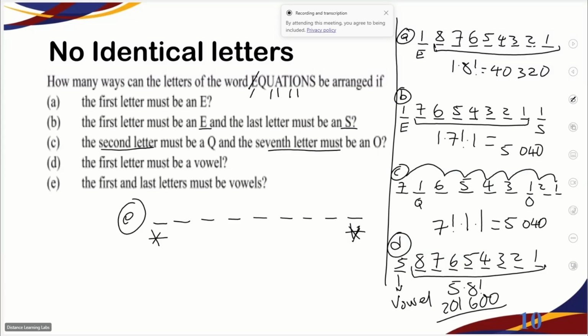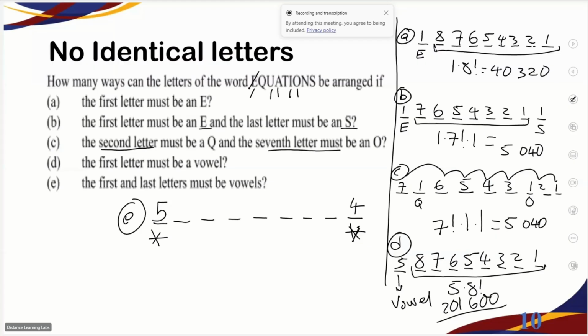Now, how many vowels do we have? We have 5 vowels that will be competing for the first position. One of the 5 vowels occupies that. It leaves us with 4 vowels for the last position. And then in between, we can have any other letter as long as the first and last are vowels.